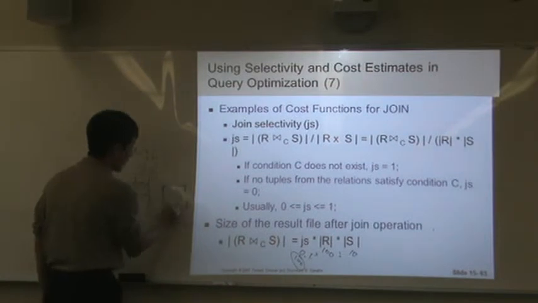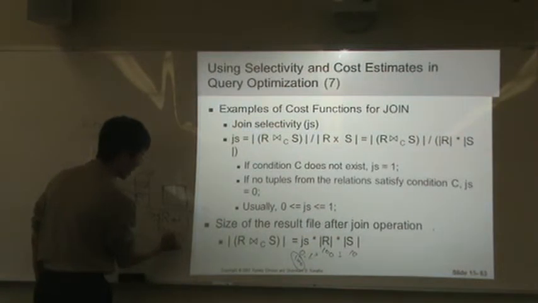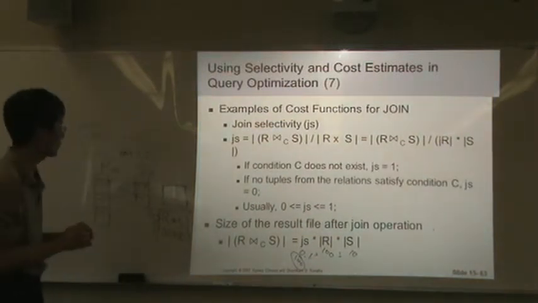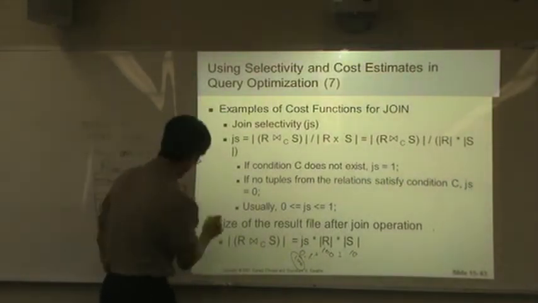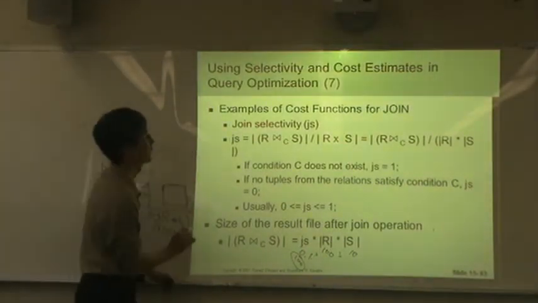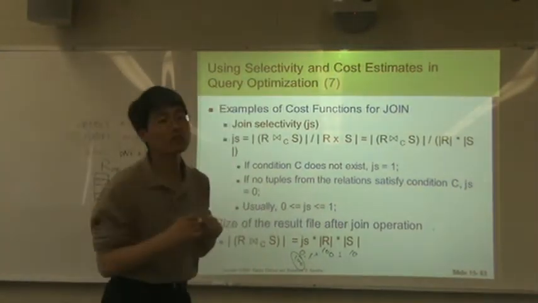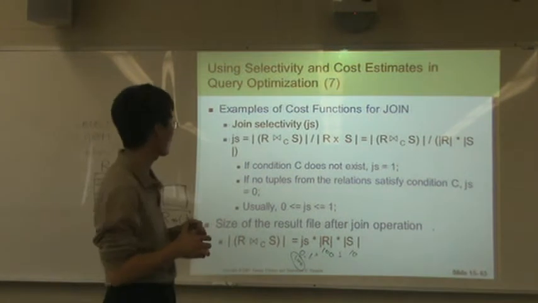This is a join, but the total is 100 times 10 times, in absolute value. So this will be 1/10, this part. Okay. This is the join selectivity.